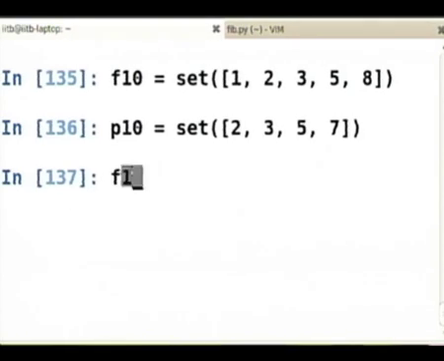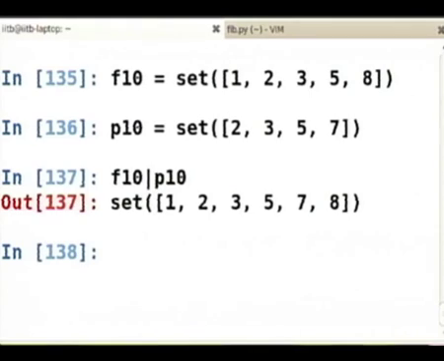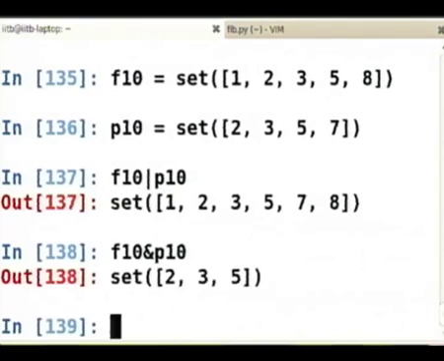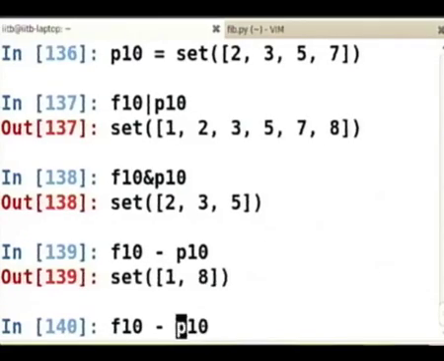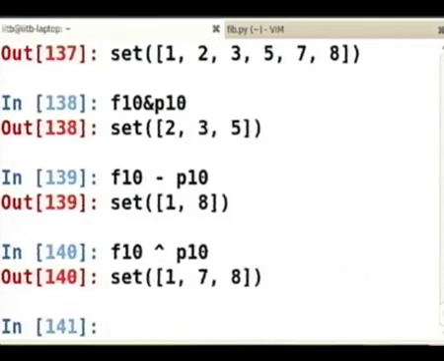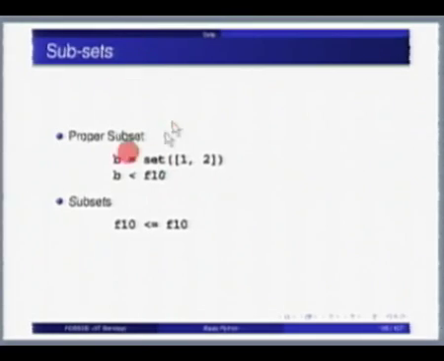So, the union of these two sets is obtained using the operator like the OR operator. That is the union. So, give me the union of the elements and it will give me a new set. I can find the intersection using the AND, that is just 2, 3, 5. I can find the set difference and I can find a symmetric difference. They are all common set operations.